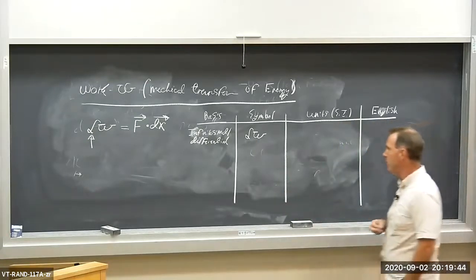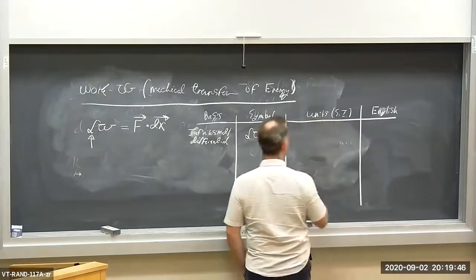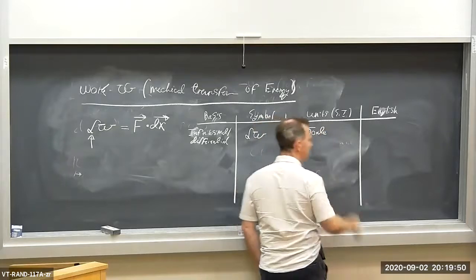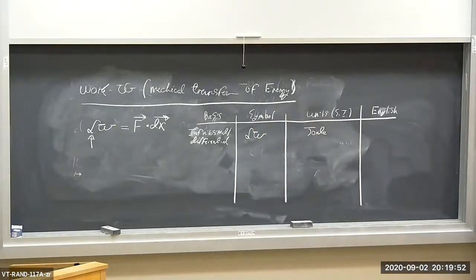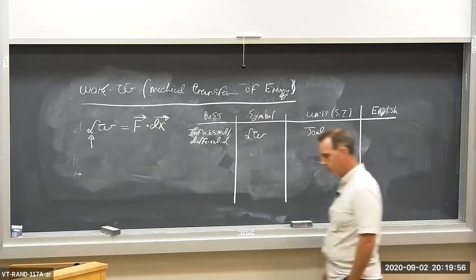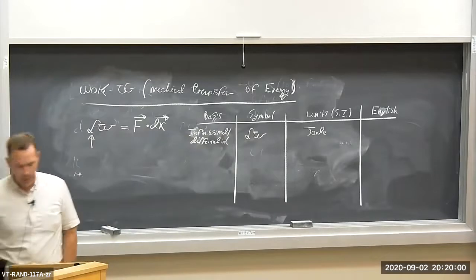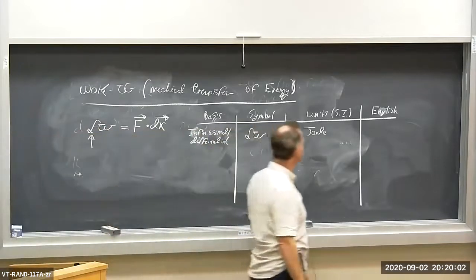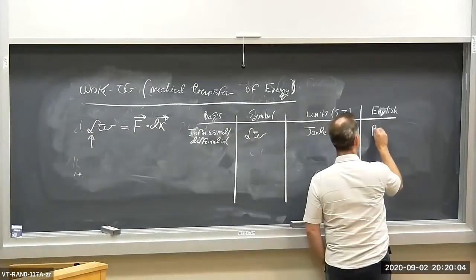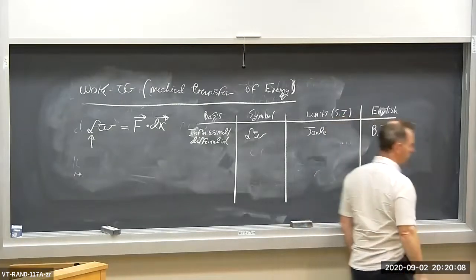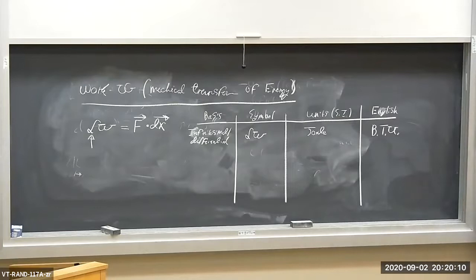What are the units of work? Well, a joule. That's the typical SI unit for work. Okay? And then for English units, the big one is the BTU, British Thermal Unit, all right? So that's an infinitesimal or differential process.